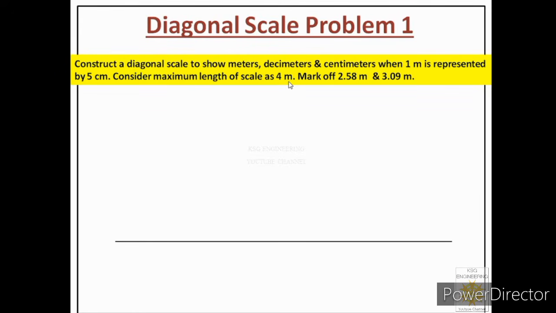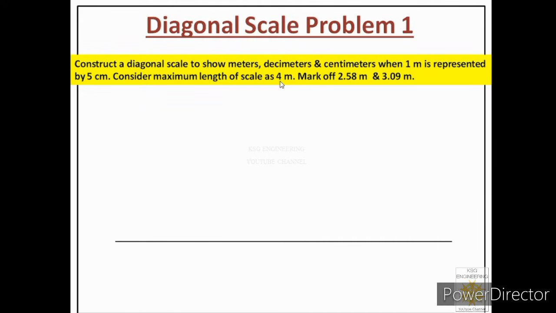Now in that lecture, I said that if the maximum length of the scale is up to 10 or less than 10, then make the same number of parts. Now you see over here, we have to show the maximum length as 4 meters. It means we will make 4 parts. Each part will represent 1 meter. Now this line is drawn as 20 centimeters on the paper, which is actually representing 4 meters.